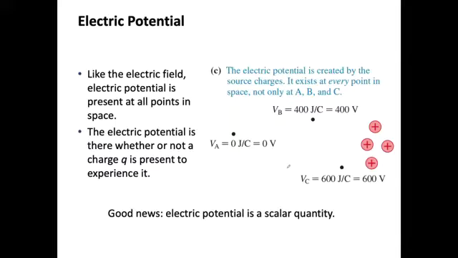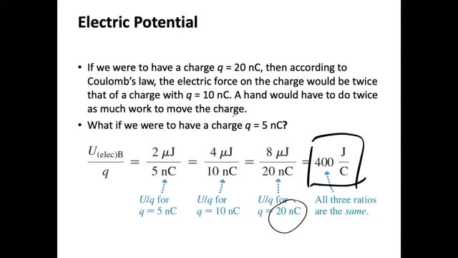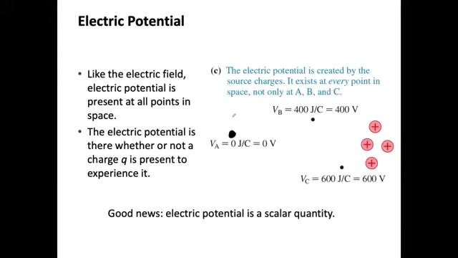So we define electric potential like this. Because my electric potential energy at A is 0 joule divided by any charge, let's say 0 volt. So I have an electric potential at position A, and then if I have 10 nanocoulomb of charge, I move it from A to B, I need to do 4 microjoules of work, and I have 4 microjoules divided by 10 nanocoulomb give me 400 joules per coulomb.